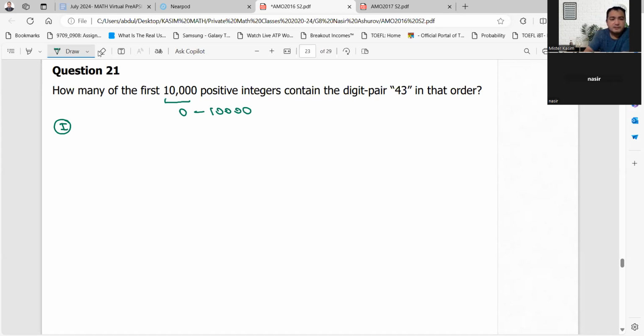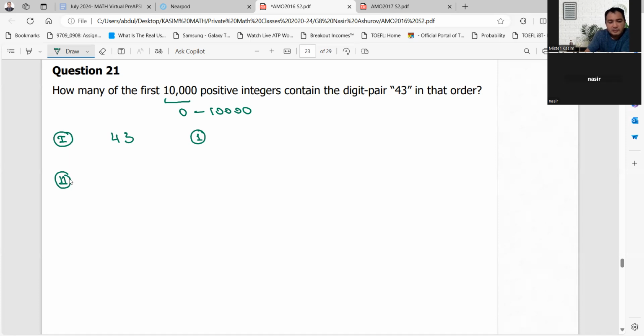Now, if it is so, then the first 43 appears in what number? In a two-digit number, right? So that is 43. In two-digit numbers, we have only one such number, right? Yeah. Okay. Now the second case.